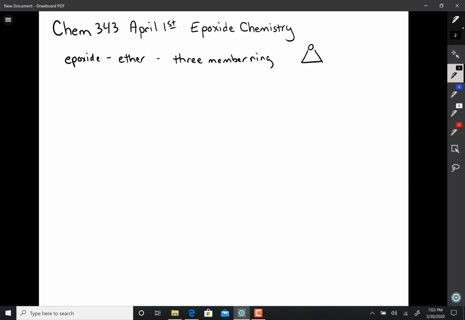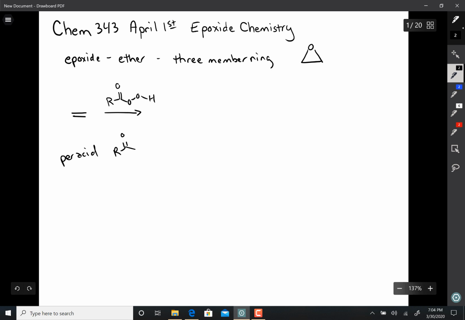And we'll have a couple of different ways of making epoxides, but the first way of making an epoxide is by reacting it with something called a peracid. A peracid has this basic formula. It looks an awful lot like a carboxylic acid, but it has an extra oxygen in it.